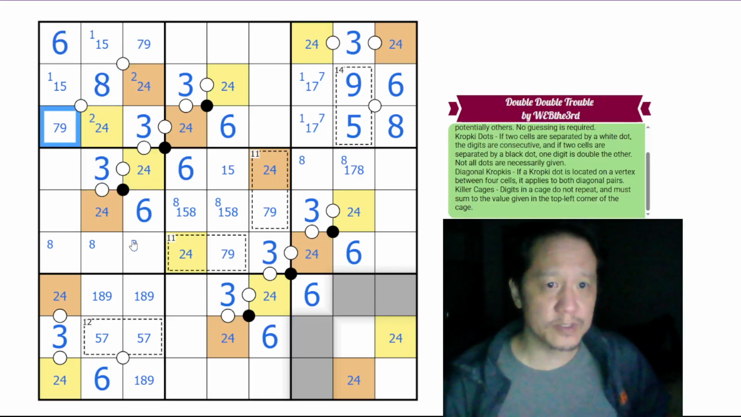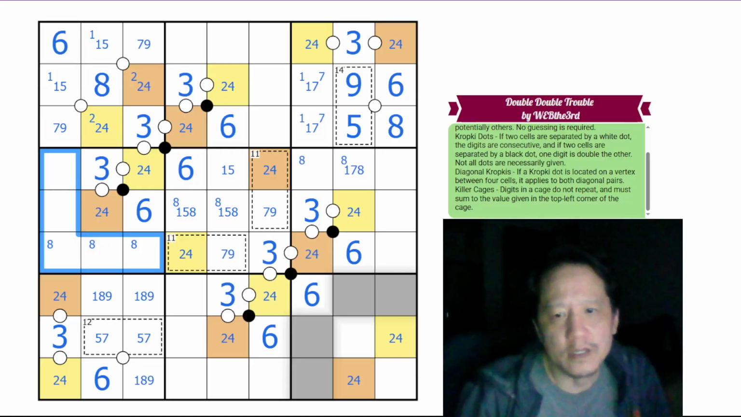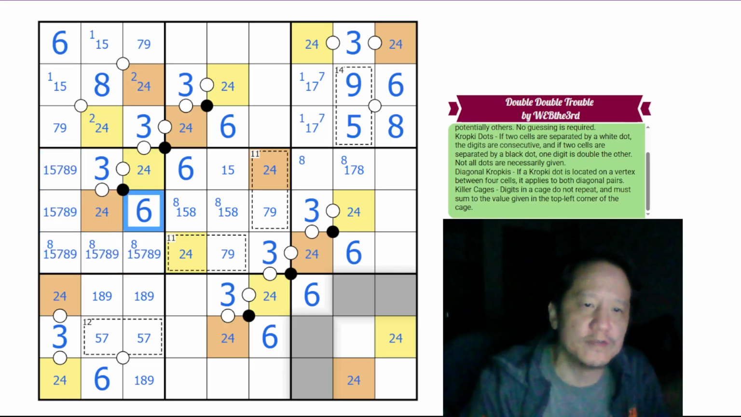8's consecutive with 7 or 9. That's fine. 7 or 9 here. Remaining digits in this left central box: 1, 5, 7, 8, 9. Obviously, none of these can be 8.